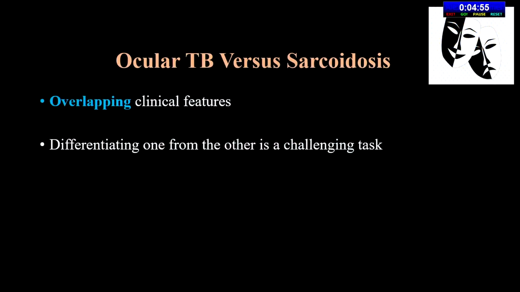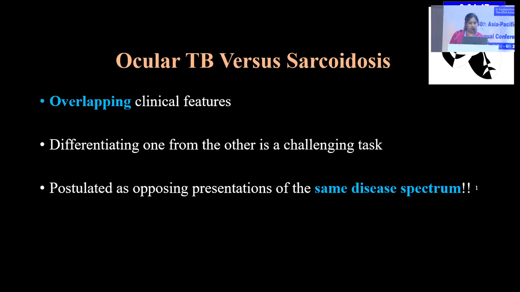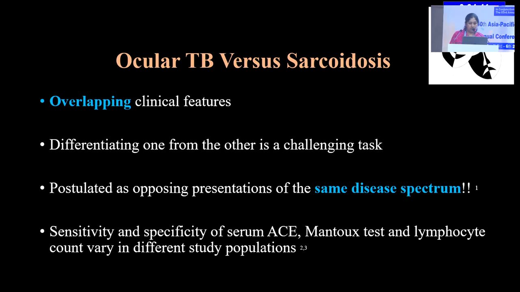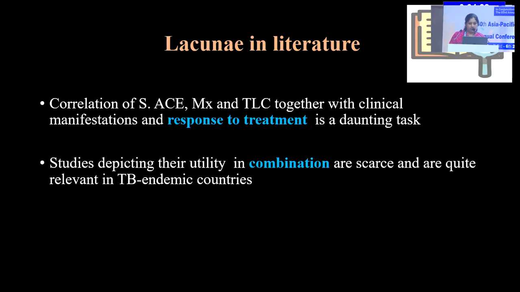Good morning, everyone, and thank you for the opportunity. Ocular tuberculosis and sarcoidosis are two diseases with very overlapping clinical features, and hence differentiating one from the other is a challenging task. They are even postulated as opposing presentations of the same disease spectrum. Even though serum ACE is conventionally seen to be elevated in sarcoidosis, there is a lot of overlap, and the sensitivity and specificity of serum ACE, Mantoux test, and lymphocyte count vary in different study populations. Studies depicting their utility in combination are scarce and quite relevant in TB endemic countries like India.